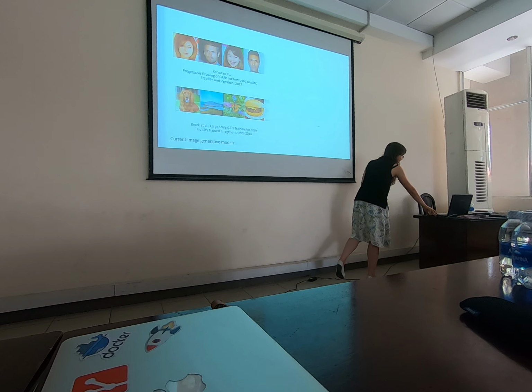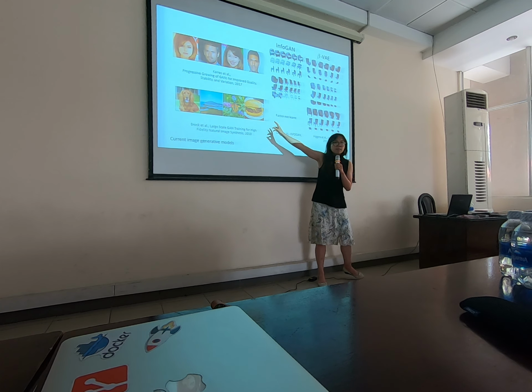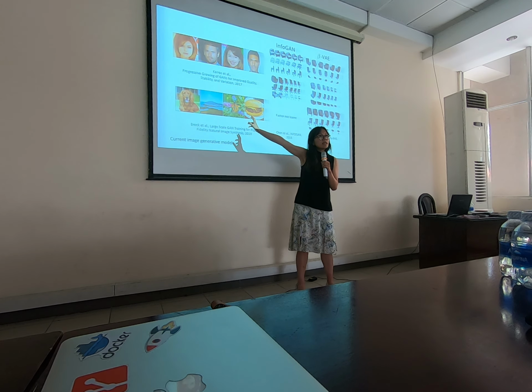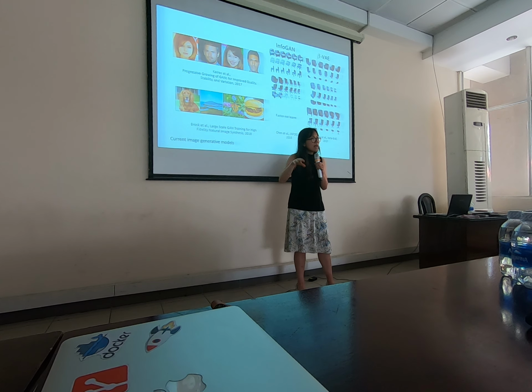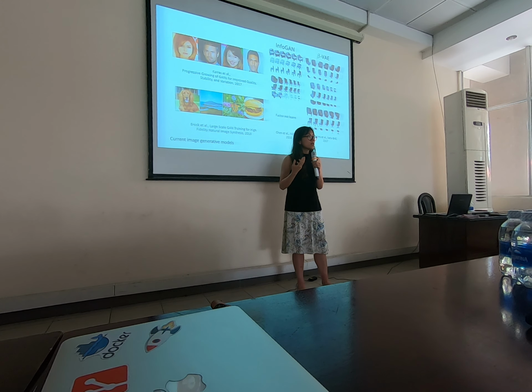The problem with this GAN model is that right now it's a probabilistic model, so you can only sample the images out of them. You cannot control what kind of images that you have.